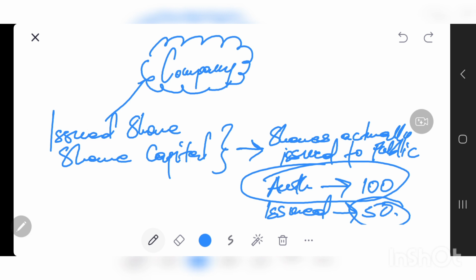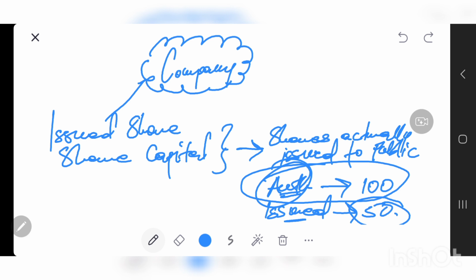You might ask, what if the company reaches the number of authorized shares? What happens? The company can simply increase the authorized share capital, or the authorized shares, so that they can raise more money if they want.